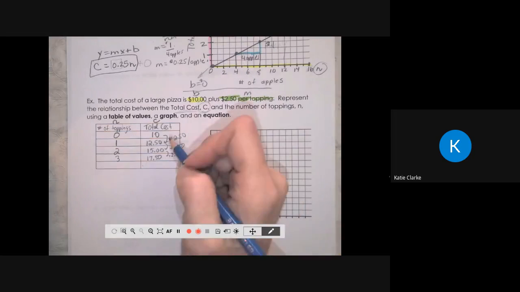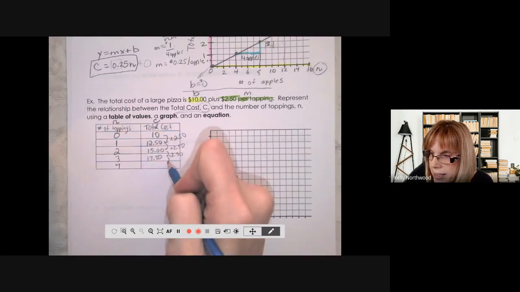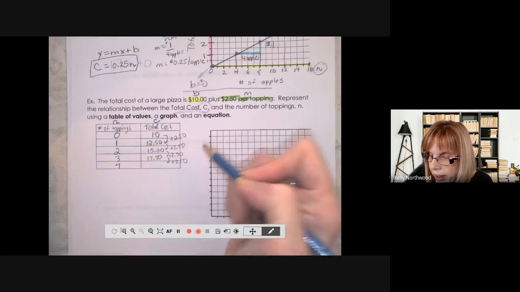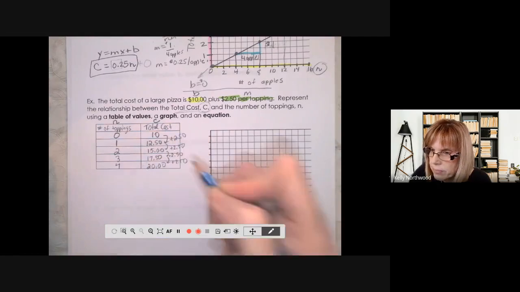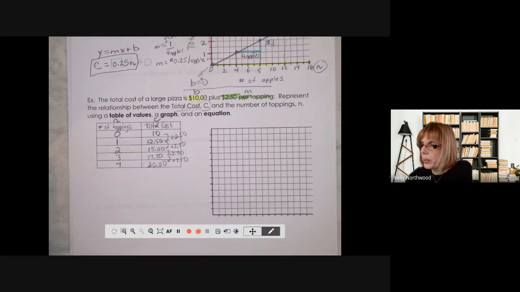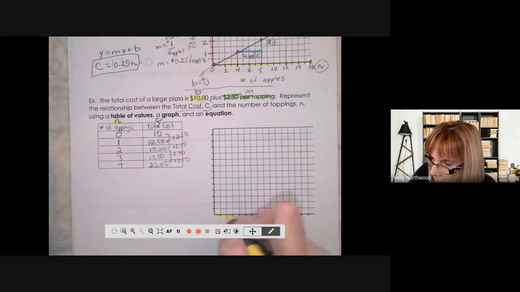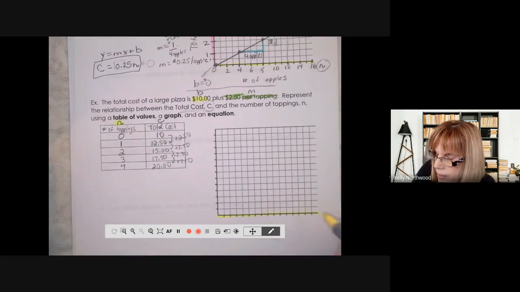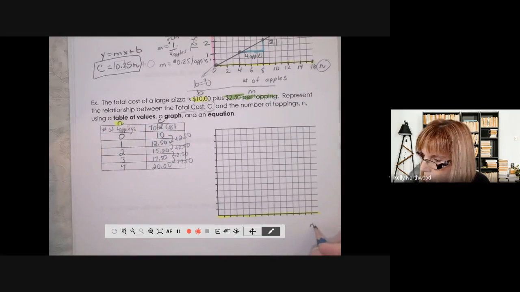No problem. And then for 4 toppings, he'd add $2.50 more than that. So that's going to give him $20. So there's our table done. Now we've got to put it onto the graph. So we need to know that the first column is our number of toppings, N. So we only have to go from 0 to 4.